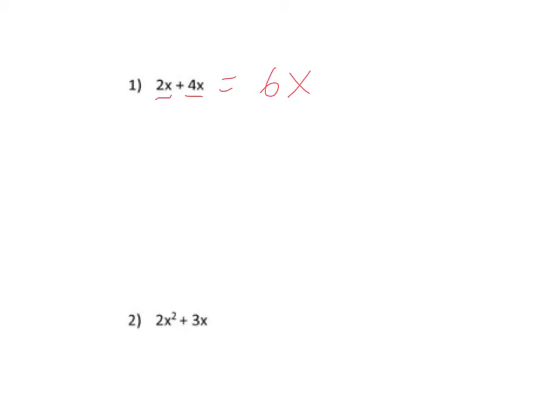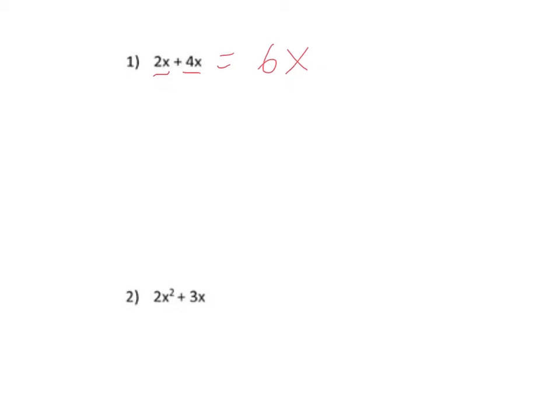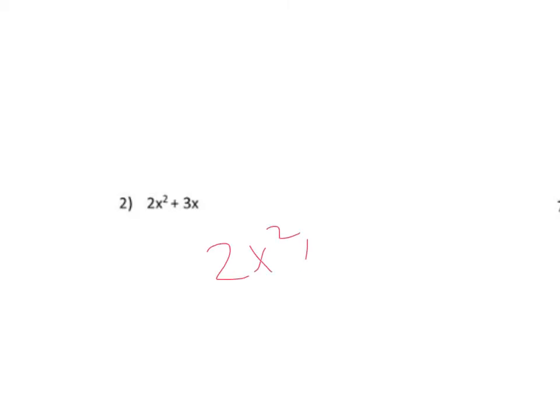So next one, we take a look and we have 2x squared plus 3x. As we know from our variables, we can do nothing with this problem, and it's going to stay as 2x squared plus 3x. So just like our variables, when we add and subtract radicals, they have to be the same radical for us to add and subtract them.